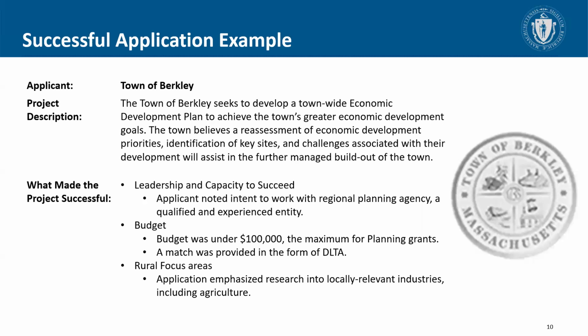The town of Berkeley is another successful application example. The town is preparing an economic development plan. The application was successful because they clearly indicated that there was experienced leadership in the form of their regional planning agency. The budget fit into the eligible planning category size and included a match, and the project was clear in its alignment with the rural focus areas by indicating how it would address locally relevant industries.